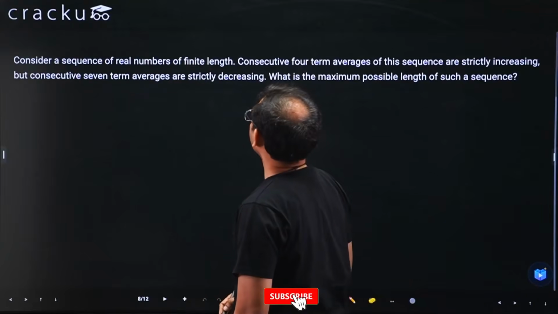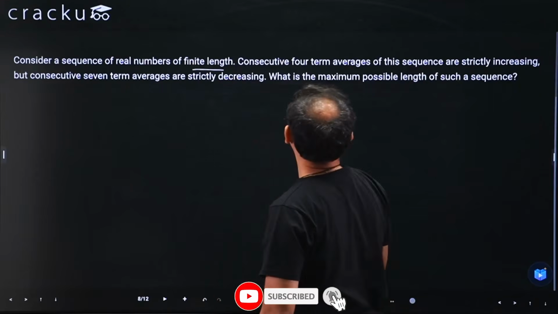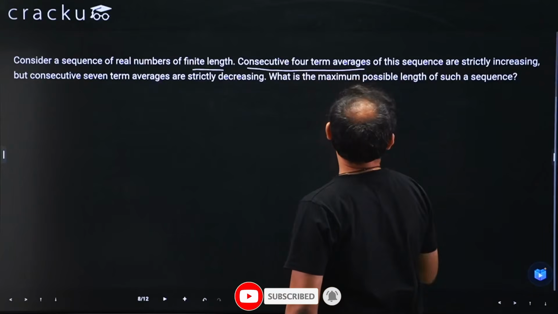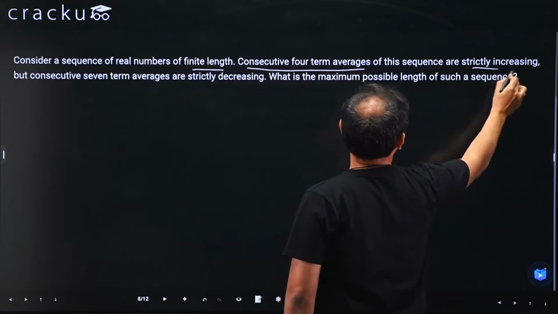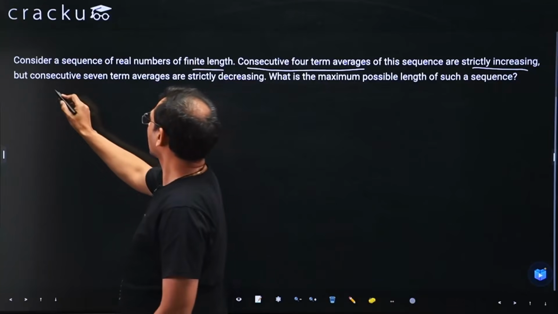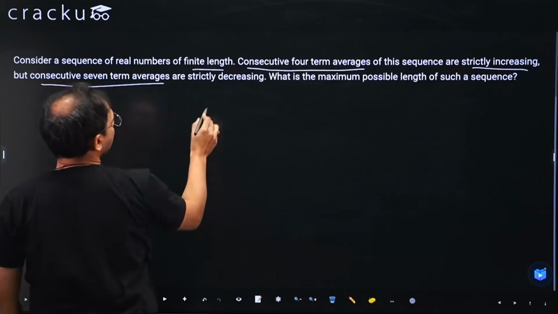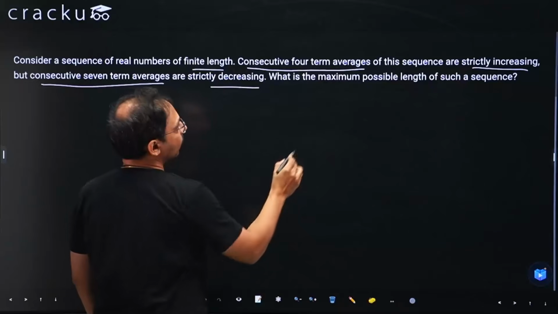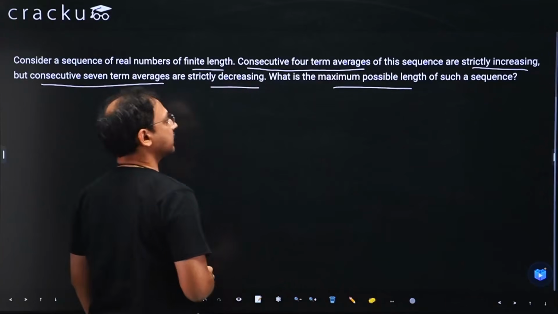Consider a sequence of real numbers of finite length. Consecutive 4-term averages of this sequence are strictly increasing and consecutive 7-term averages are strictly decreasing. What is the maximum possible length of such a sequence?